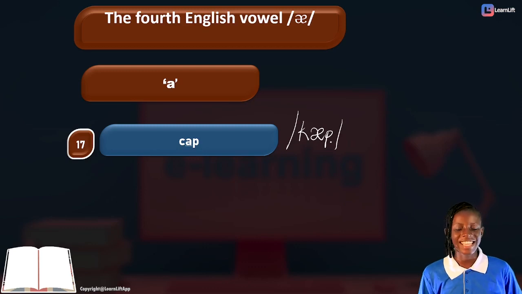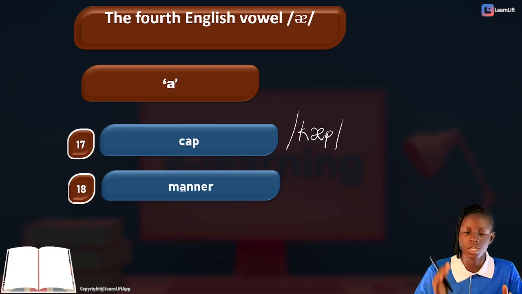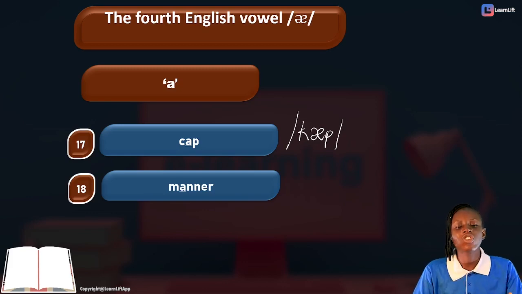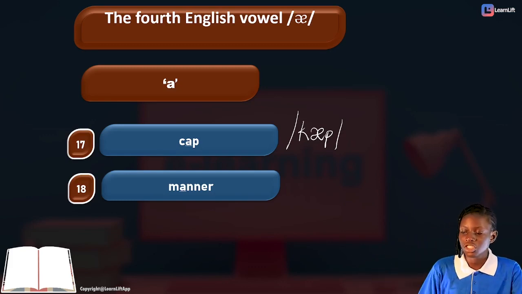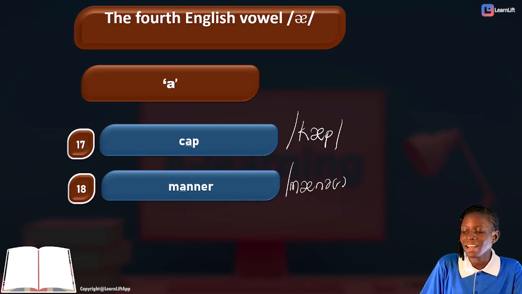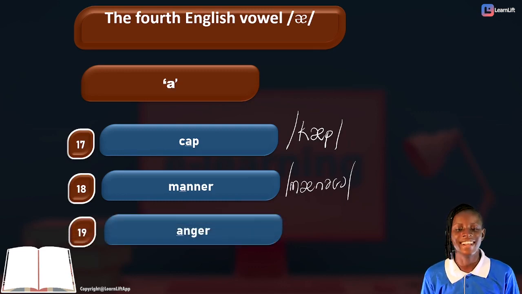That was easy. Next example, we have our manner. I hope you are following and you're transcribing alongside, because this will do you real good. Okay, now let's transcribe our manner together, listening to the sounds we hear. Okay, so our manner is transcribed as manner. Okay, next example we have anger.